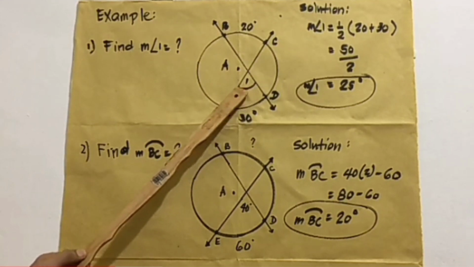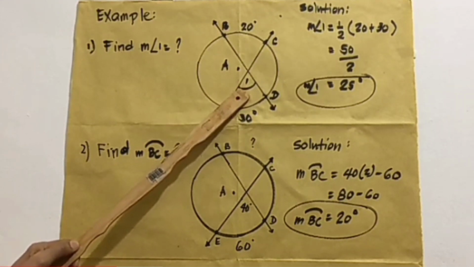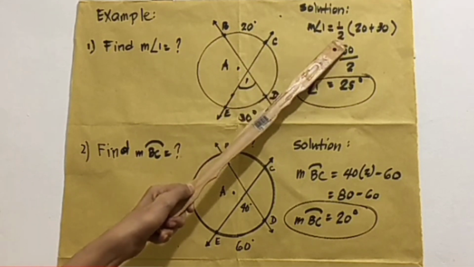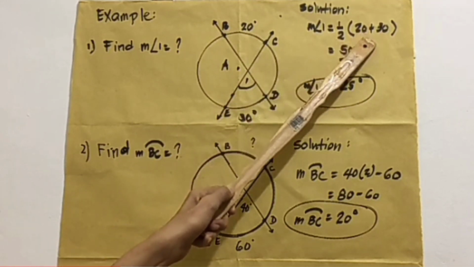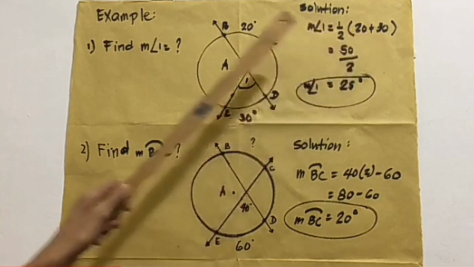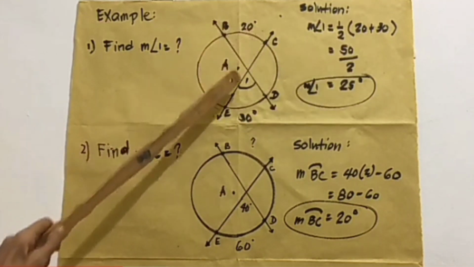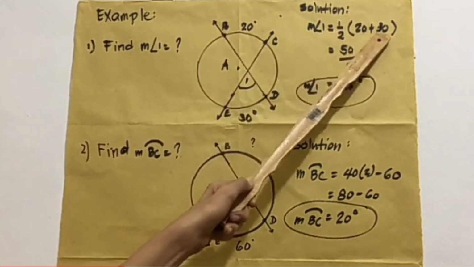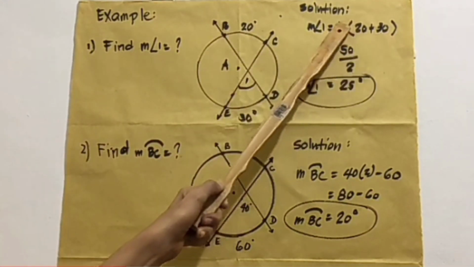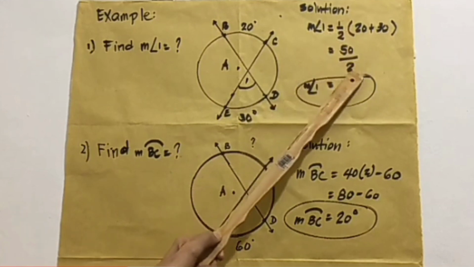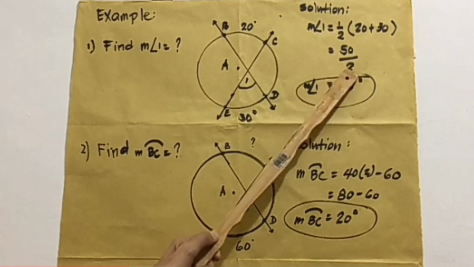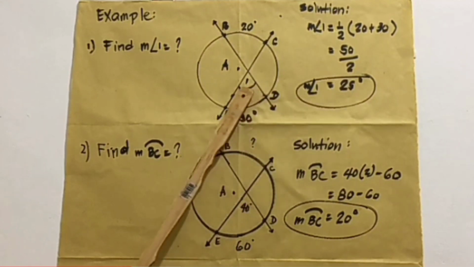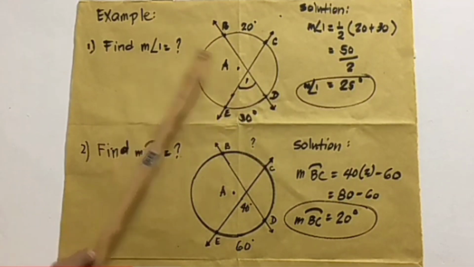To find the measure of this angle 1, we're going to use measure of angle 1 equals 1/2 the sum of the two arcs between BC and ED. So we have 20 and 30, we're going to add these. 20 plus 30 equals 50, times 1/2 equals 50 over 2. Then 50 divided by 2 equals 25 degrees. So therefore, the measure of angle 1 is equal to 25.